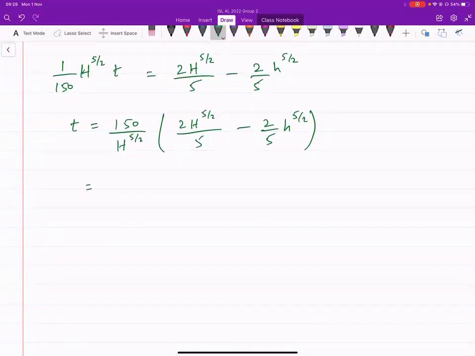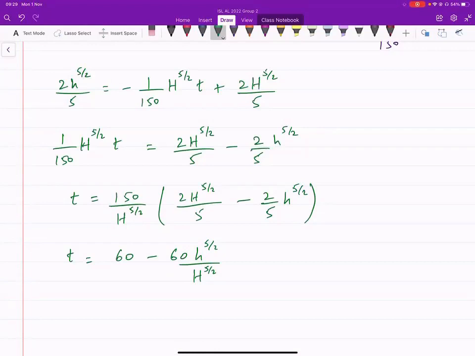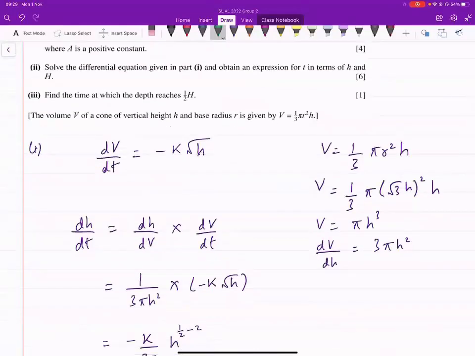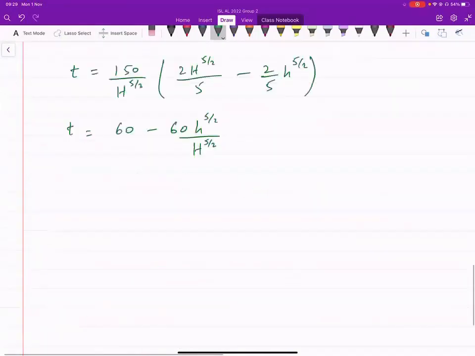And that gives you 60, yes. Minus 60 and H raised to power 5 over 2 divided by H raised to power 5 over 2. That's T in terms of H. Okay, process वही follow किया. It's just some algebra involved there, and you get this T in terms of H. Okay, now that's the second part, and in the third part it says find the time at which the depth reaches half H. क्या करना है? H को half H input कर देना है sir.